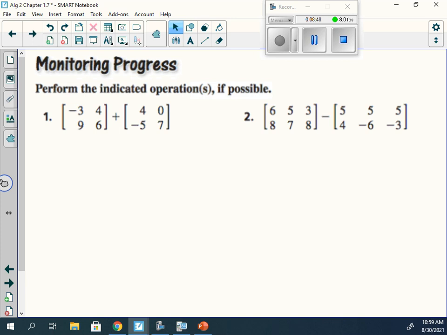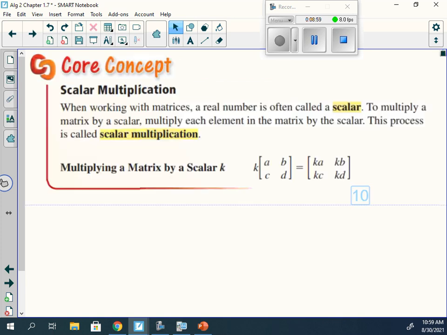Do we need to see another example of addition or subtraction? Do we want to look at another one of these here? Do we feel comfortable with this here? Okay. The next thing that we would be covering is scalar operations, but we're going to stop here.